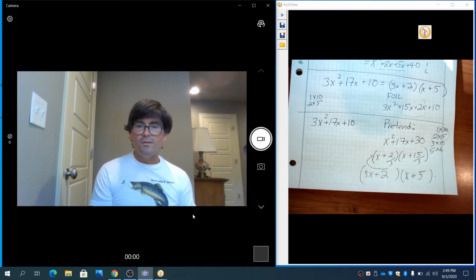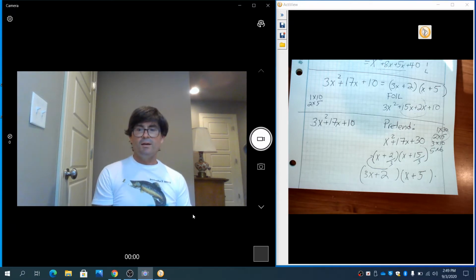So that's how you factor trinomials that have a number in front of the x squared that's not just 1. I want to do one more example of the type of problem we just did.